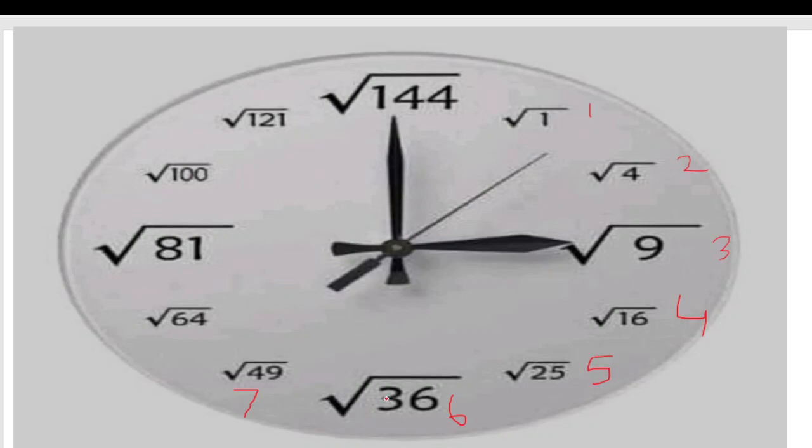Square root of 36 is 6 because 6 6 are 36. Square root of 49 is 7, 7 7 is 49. Square root of 64 is 8 because 8 8 is 64. Square root of 81 is 9, 9 9 is 81. Square root of 100 is 10 because 10 10 is 100. Square root of 121 is 11, 11 11 is 121. And square root of 144 is 12 because 12 12 is 144.